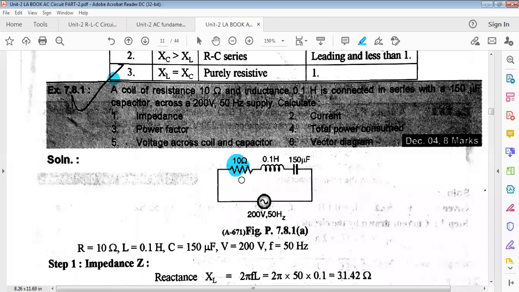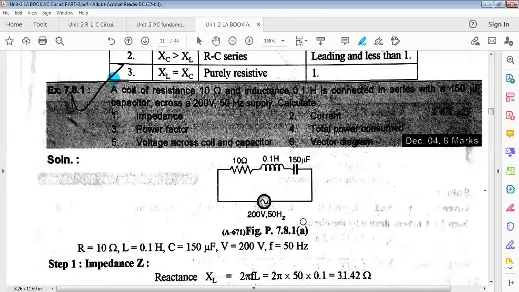A coil of resistance 10 ohm, inductance 0.1 Henry is connected in series with a 150 microfarad capacitor across a 200 volt, 50 hertz AC supply. Calculate impedance, then current, power factor, total power consumed, voltage across coil and capacitor, and phasor diagram. Okay, easy as a sum.